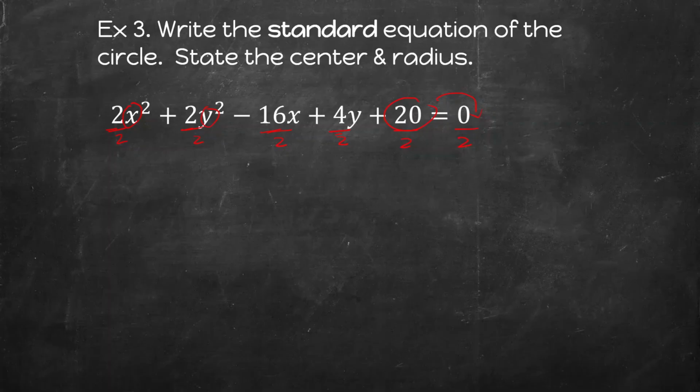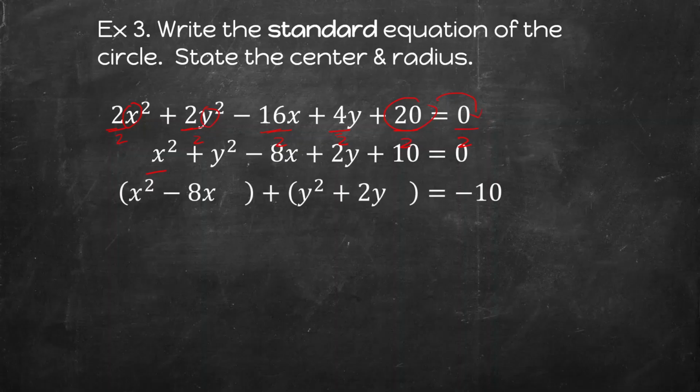2 divided by 2 is 1. 1 times x squared is x squared. Ayun yun. 2 divided by 2 is 1. 1 times y squared, ayun, y squared. Negative 16 divided by 2 is negative 8x. 4y divided by 2 is 2y. 20 divided by 2 is 10 equals 0. 0 divided by 2 is 0. So, isolate natin si 10 sa kabila. Positive 10, it will become negative 10.